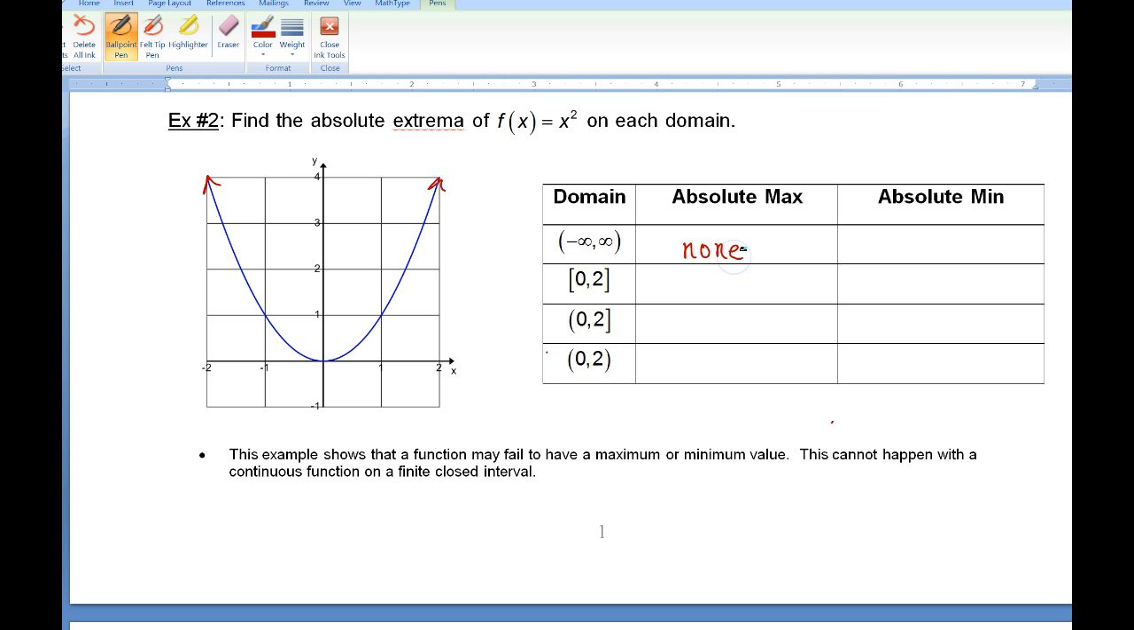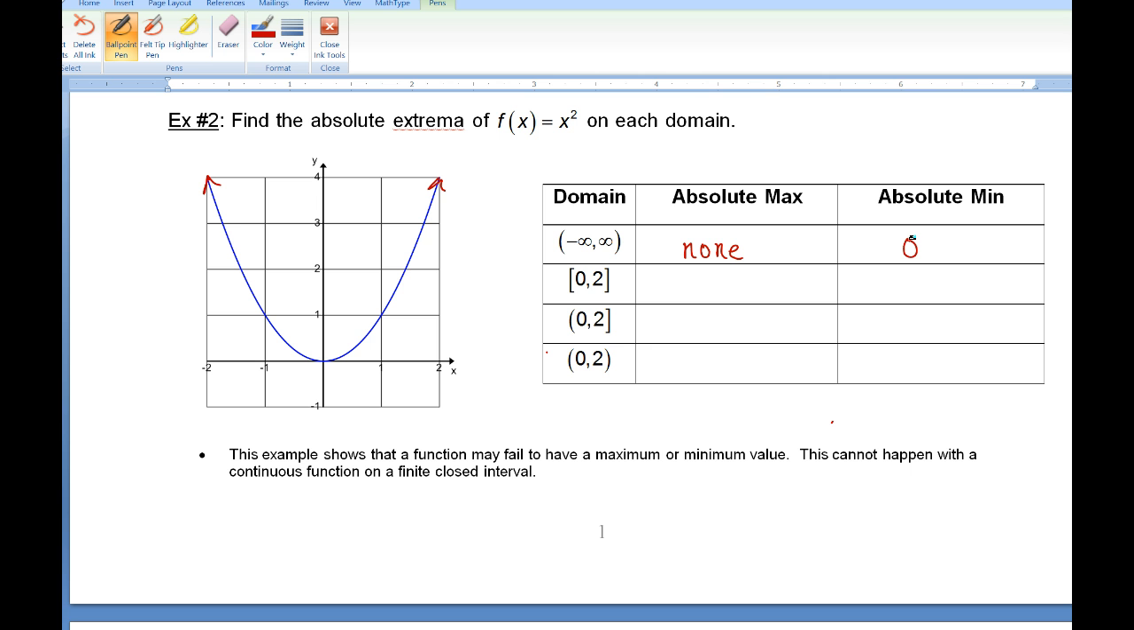So we wouldn't write infinity? No, a maximum or a minimum value must be a real y value. Infinity is not a real number; we can't find it on a number line. So we just write none. But this one does have an absolute min. The absolute min is 0. Y equals 0.